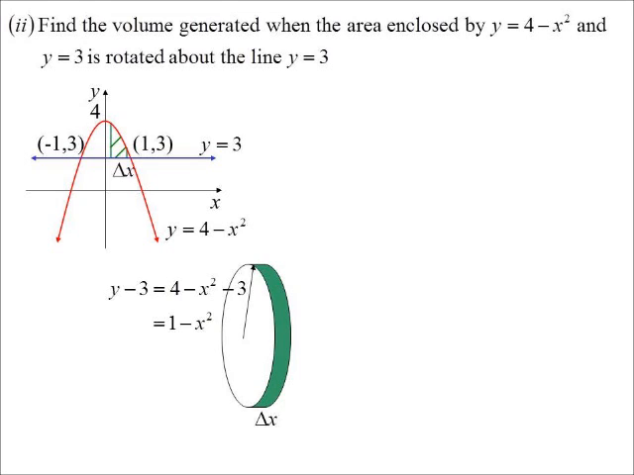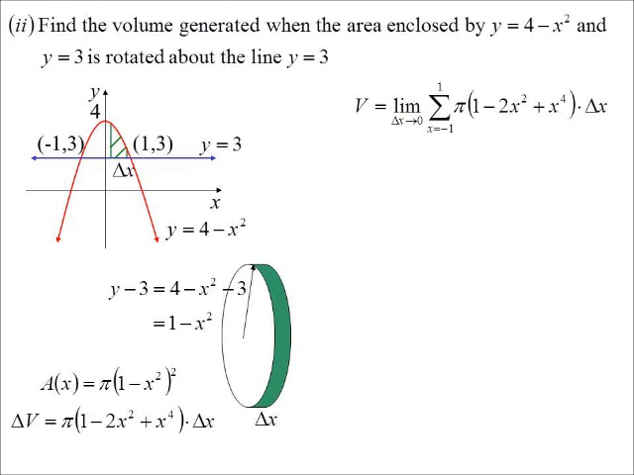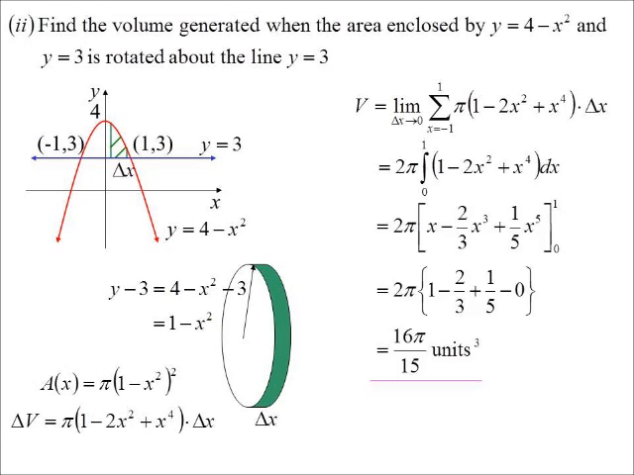And then it just becomes the same idea. Area function, the element of volume, set up the limits, and then convert that to an integral. But you'll notice I've taken advantage of the symmetry here, and I've said it's twice from 0 to 1. Alright, so we get 16 pi on 15.